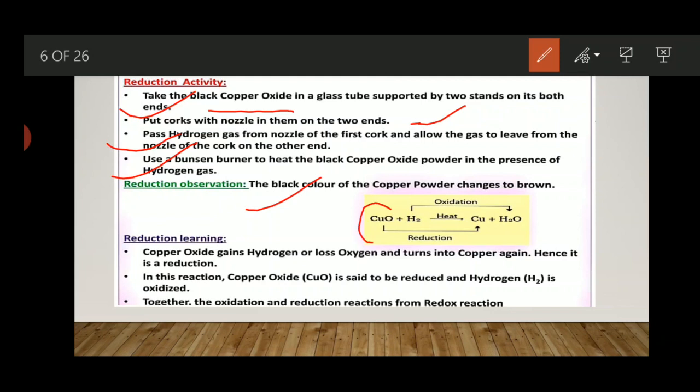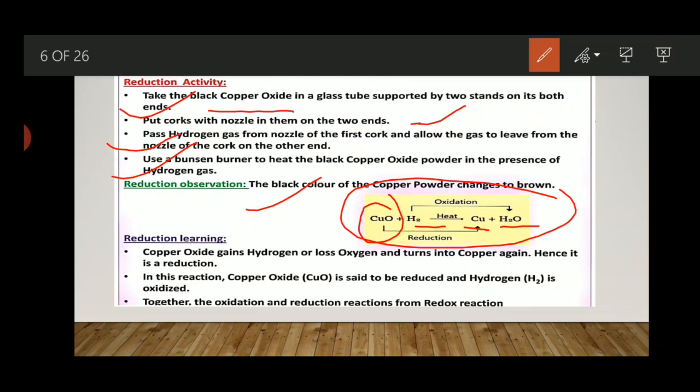Copper oxide reacted with hydrogen gas undergoes a reduction process and loses its oxygen. Similarly, hydrogen gas gains oxygen from copper and undergoes an oxidation process. So in this reaction we are able to see both oxidation and reduction. This type of reaction is known as a redox reaction.